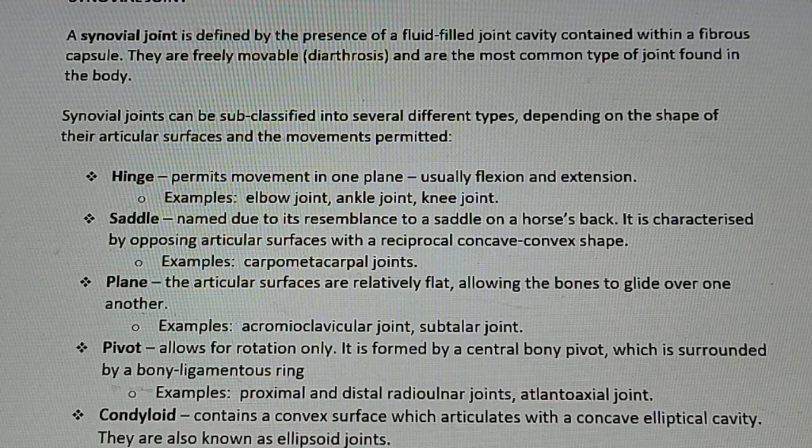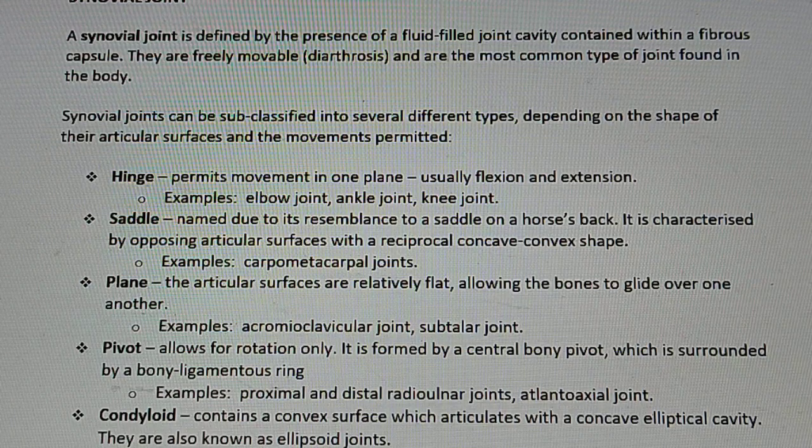So let's discuss synovial joints. A synovial joint is defined by the presence of a fluid-filled joint cavity contained within a fibrous capsule. They are freely movable. Also called diarthrosis, they are the most common type of joint found in the body. So synovial joints are the most commonly found joint in the body. It's also known as diarthrosis.